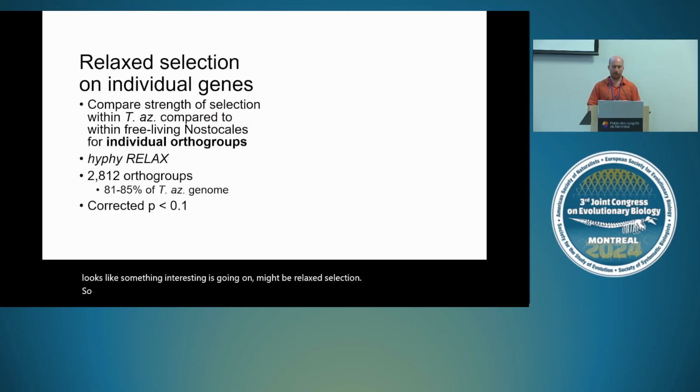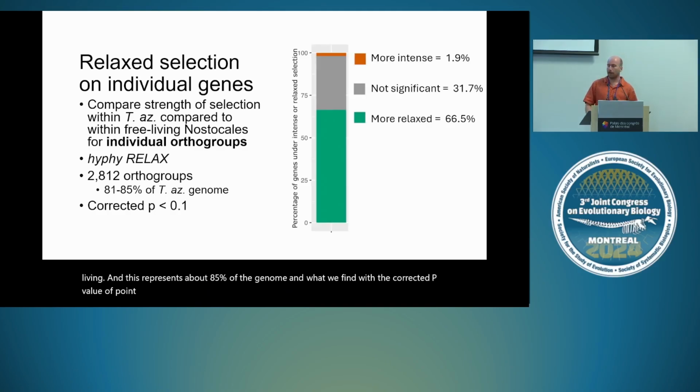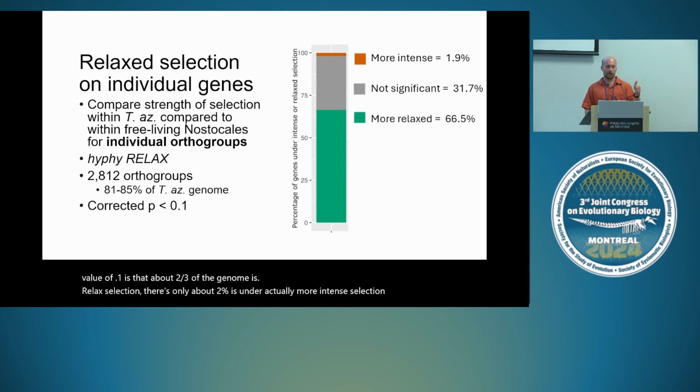So next step, we use a program called HyPhy RELAX to look at relaxed selection on individual genes. So we compare the strength of selection on each of about 3,000 individual genes, comparing the strength of selection in trichromacezola to the strength of selection in the free living, and this represents about 85% of the genome. And what we find with a corrected p-value of 0.1 is that about 2/3 of the genome is under relaxed selection, whereas only about 2% is under actually more intense selection in trichromacezola. So relaxed selection is what's driving the signal, and it is really genome-wide.